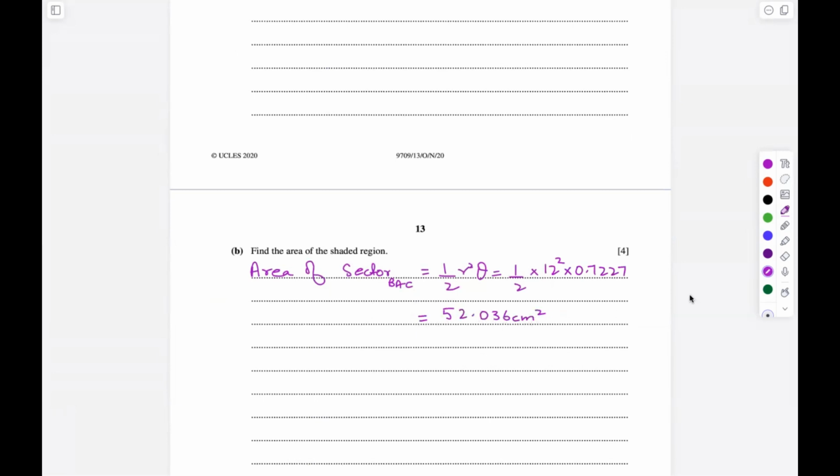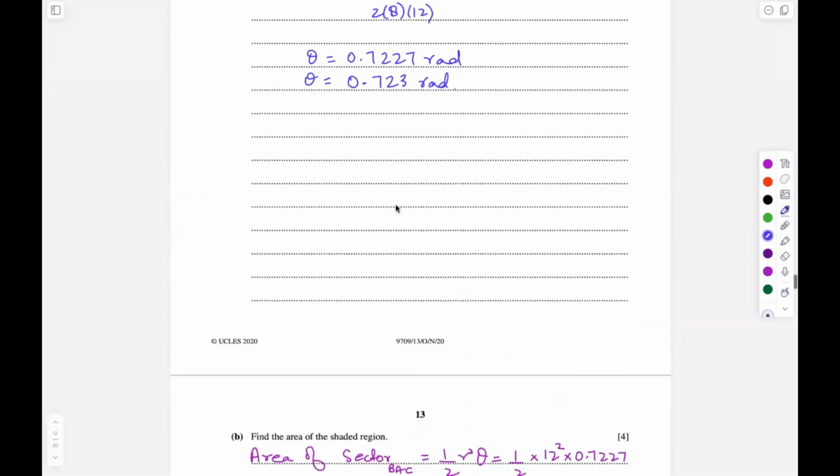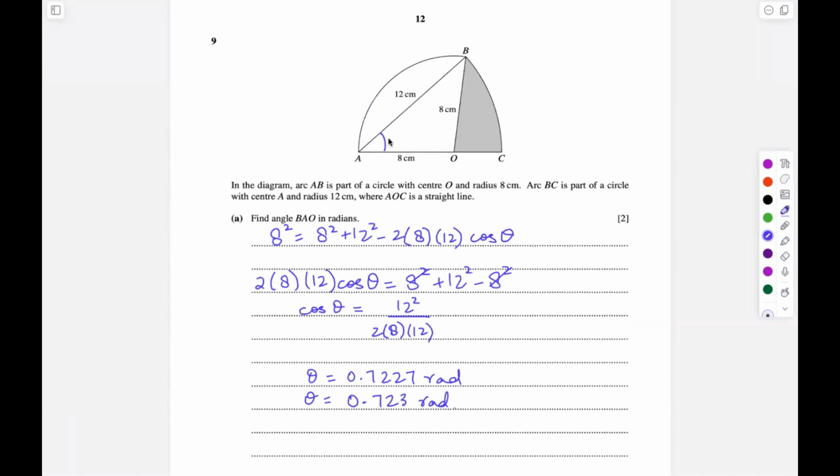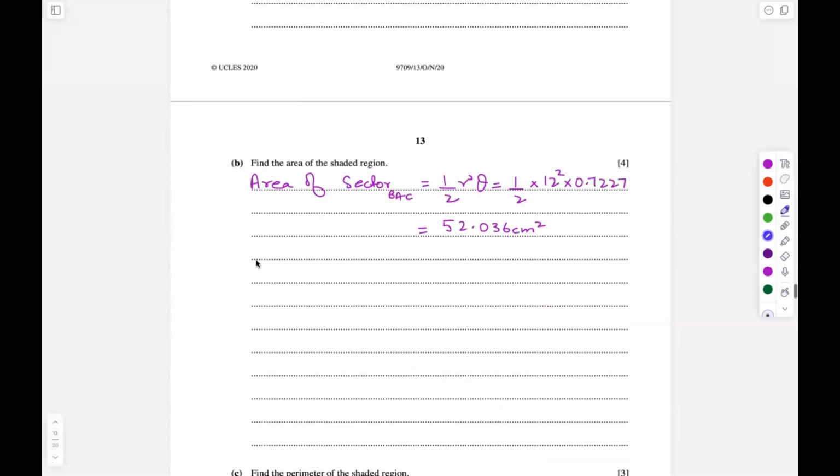So the area of the sector is 52.036 centimeters squared. Once we have the area of the sector, now we can find the area of the triangle by applying half ab sine C, as we already have this angle as 0.7227. So the two lengths we can use are 12 and 8. So the area of the triangle will be half into 8 into 12 into sine of 0.7227. Sine of 0.7227 is equal to 0.661, multiplied by 12 multiplied by 8 and then dividing by 2. So the area of the triangle will be 31.747 centimeters squared.